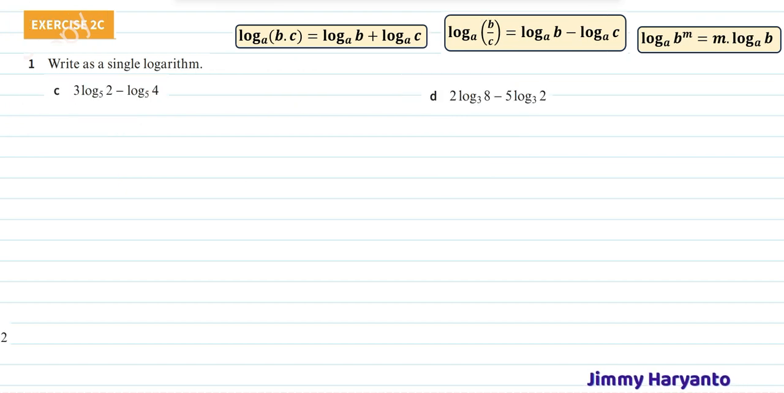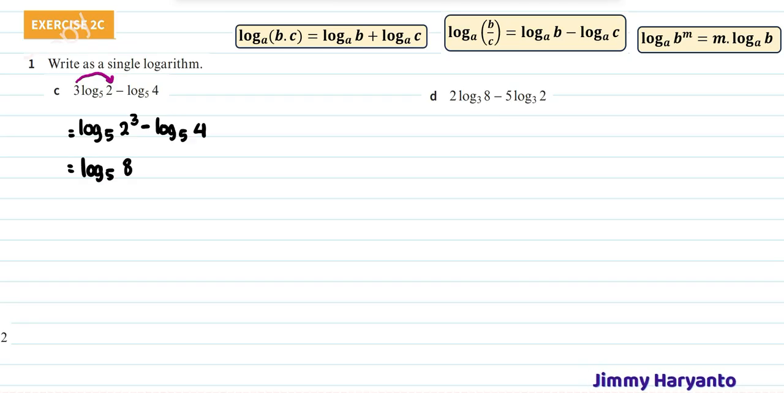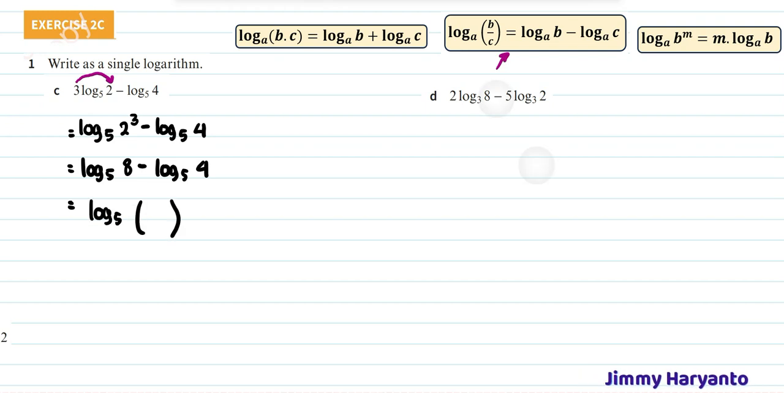And then next is 1c. For 1c, we cannot use the properties of division. That means we have to use the properties of powers first. So you move the 3 to the back, it will become a power like this, minus logarithm 5 and then 4. Okay, so let's calculate the 2 to the power 3 first. It will become 8 minus logarithm 5 and 4. And then right now you can use the division rules. So the logarithm will be combined together, and then the 8 and 4 will be divided, because it's subtraction before, equals log 5 of 2. This is the final answer.